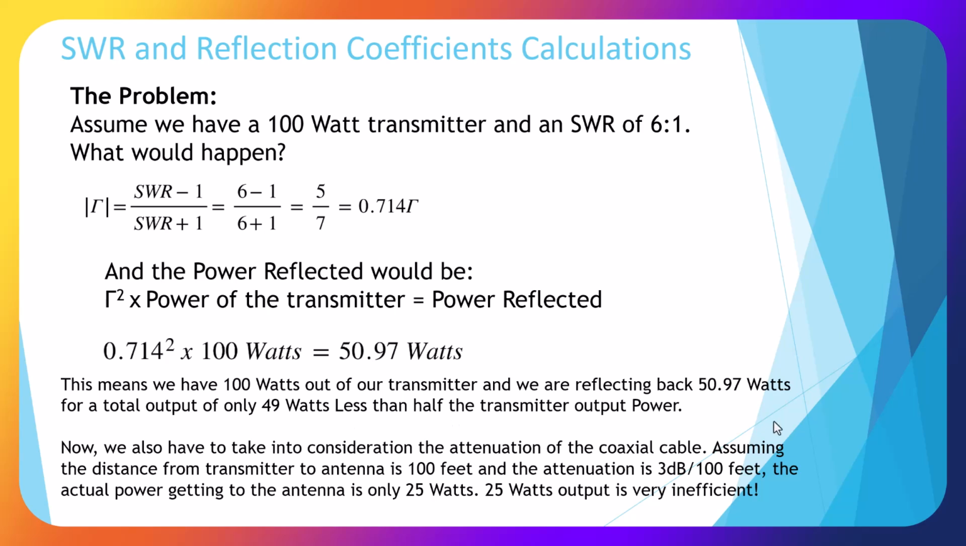So we can take into consideration attenuation of the coax cable, assuming the distance from the transmitter to the antenna is 100 feet, attenuation is 3 dB per 100 feet. The actual power at the antenna is only 25 watts. And this is a very inefficient system.